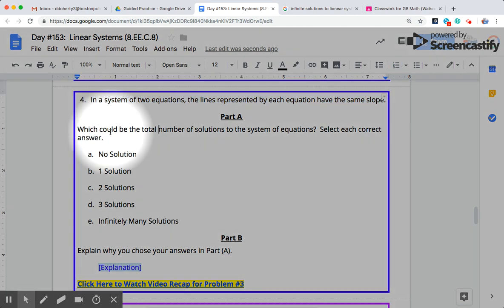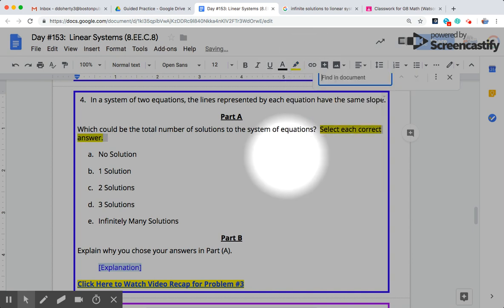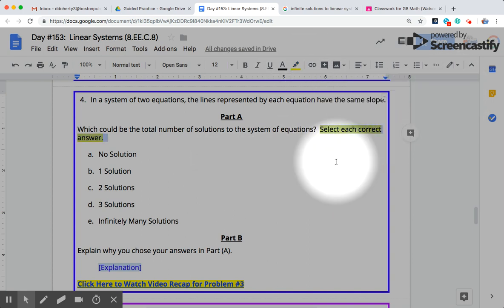Part A then says which could be the total number of solutions to the system of equations. And it says select each correct answer. So that key thing there, which I'm going to highlight, select each correct answer, tells me that there's going to be more than one correct answer.